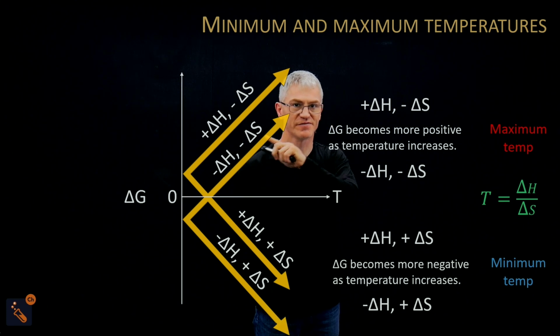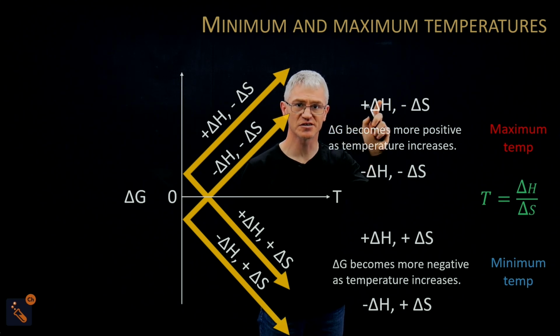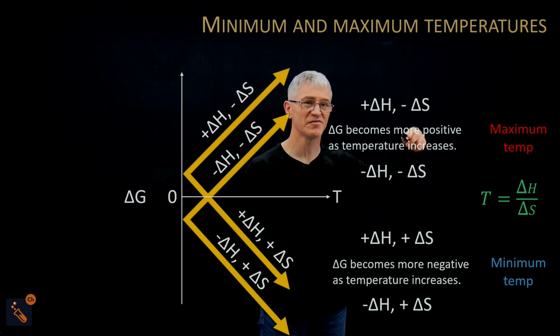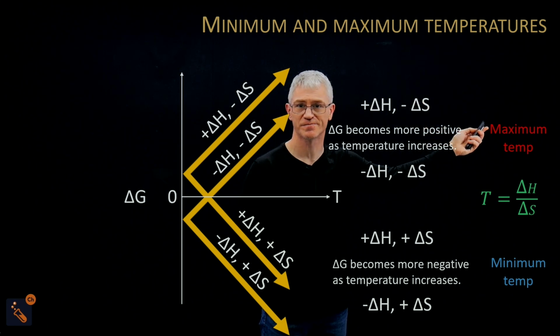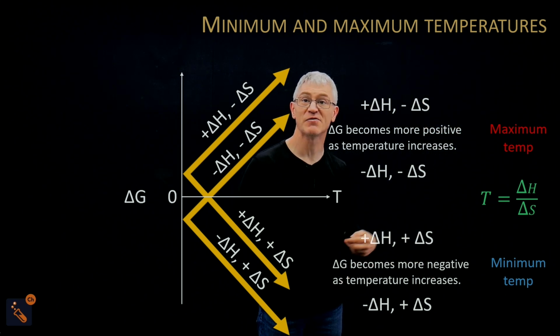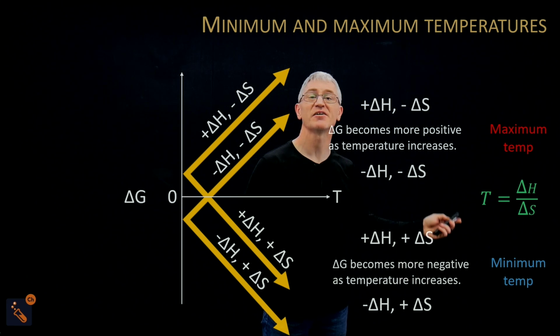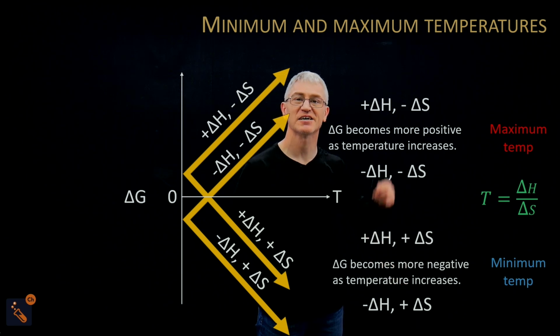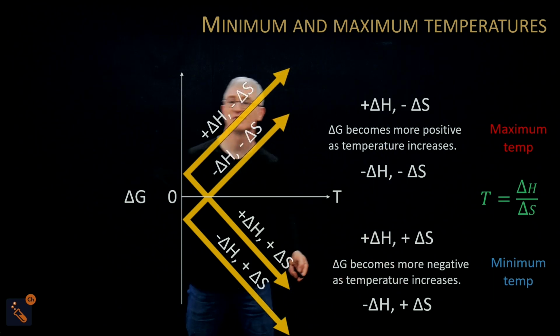Remember, on this graph, these two work the same. These pairings work the same. Delta G becomes more positive as temperature increases. So as temperature increases, it becomes less feasible. So there'll be a maximum temperature at which it can work. After that temperature, it would not be feasible. This one becomes more negative, therefore more feasible as the temperature increases. So I have the opposite, a minimum temperature. Okay, a minimum temperature at which it works. Okay, and that is how you do the 2 delta G.